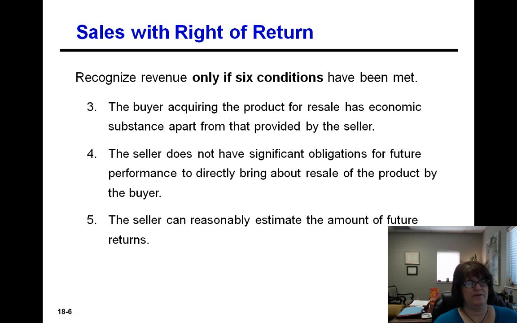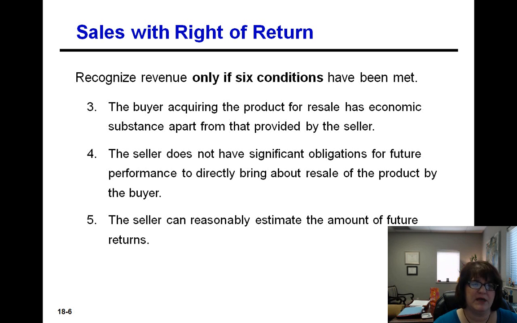I should say fourth, fifth, and sixth. Sorry, those are numbered incorrectly. The buyer acquiring the product for resale has economic substance apart from the seller. In other words, they're not related parties. The seller doesn't have any significant obligations for future performance. If the buyer purchases the product and is having trouble selling it, the seller doesn't have to take responsibility and say, "Oh, I'll move that for you."